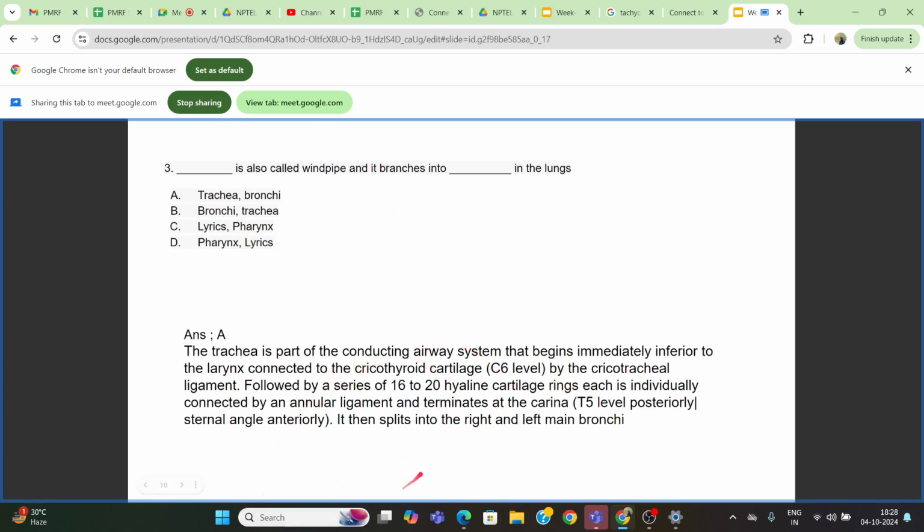This is just structural detail, and sometimes in the picture we can see markings like C6, C5, and so on. So C6 means the cricoid cartilage is connected, and then after it in the trachea, we can see 16 to 20 hyaline cartilage rings, which terminate at the carina, a T5 level posteriorly, sternal angle anteriorly. Then it will end in bronchi.